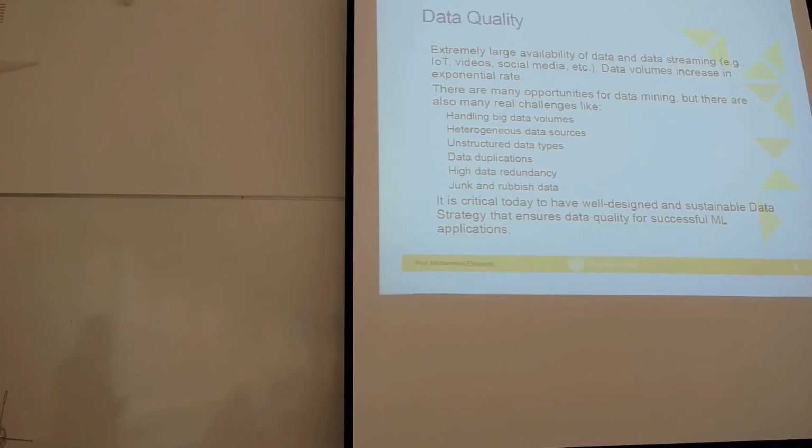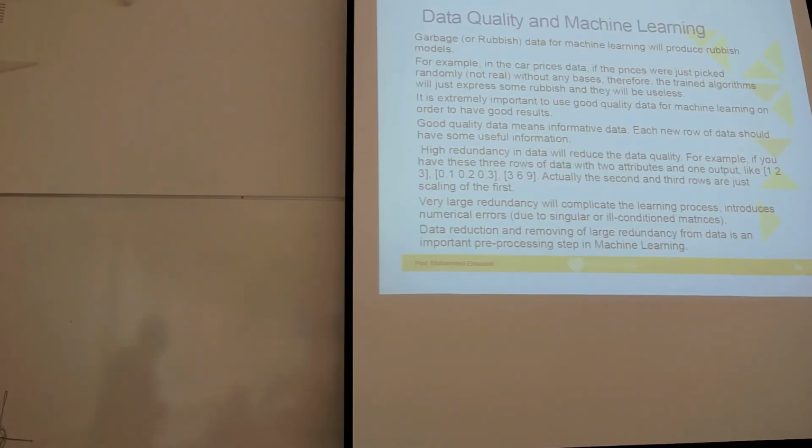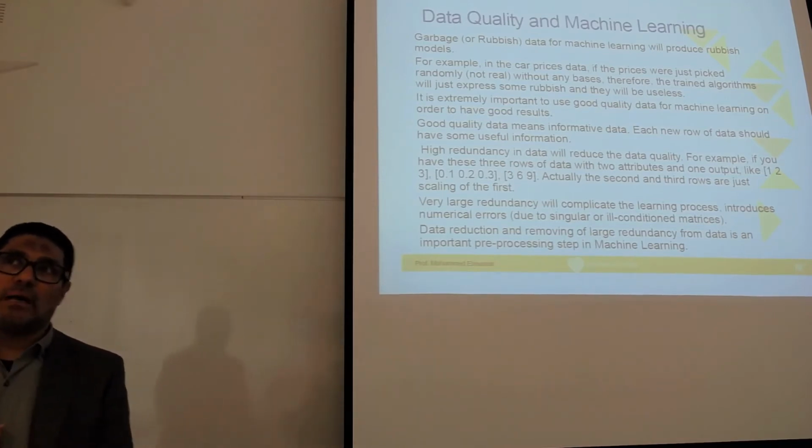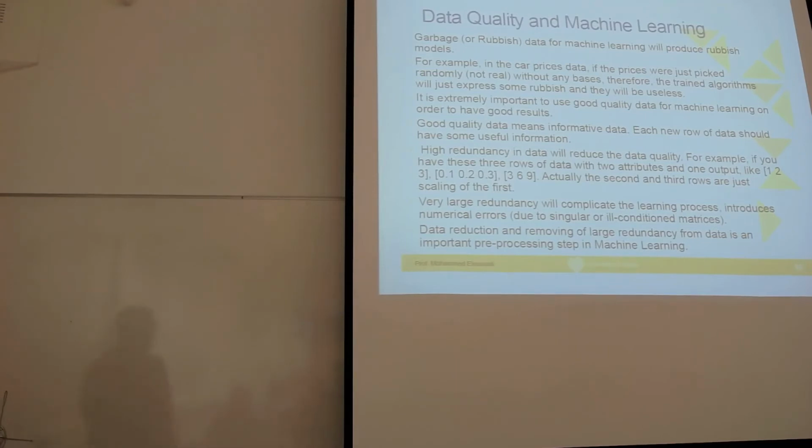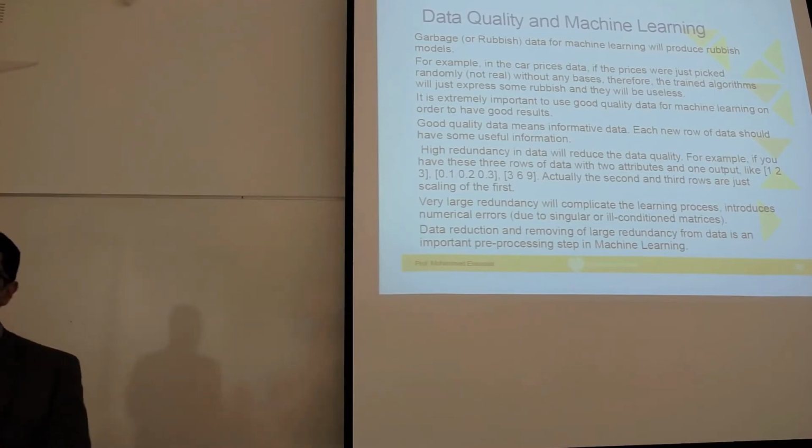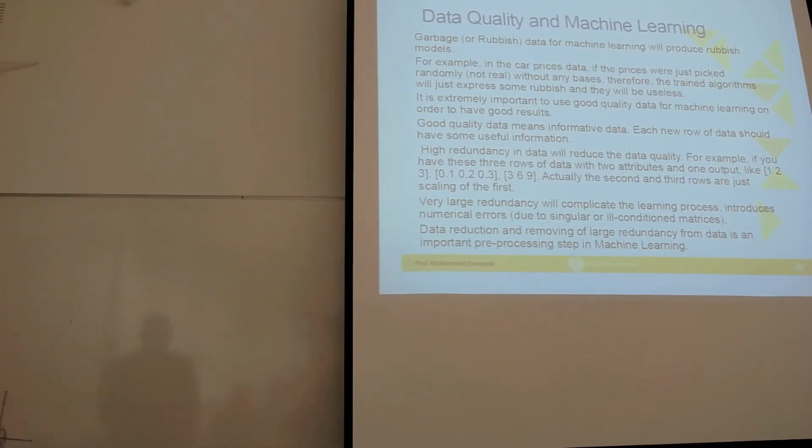So it is very critical to have a well-designed and sustainable data strategy in order to clean data and to guarantee successful machine learning applications. Actually, I read in one article also that about 25% of some companies' revenue is lost because of bad data. Because of bad data, the losses can reach up to 25% of the revenue. So it is a very critical topic.